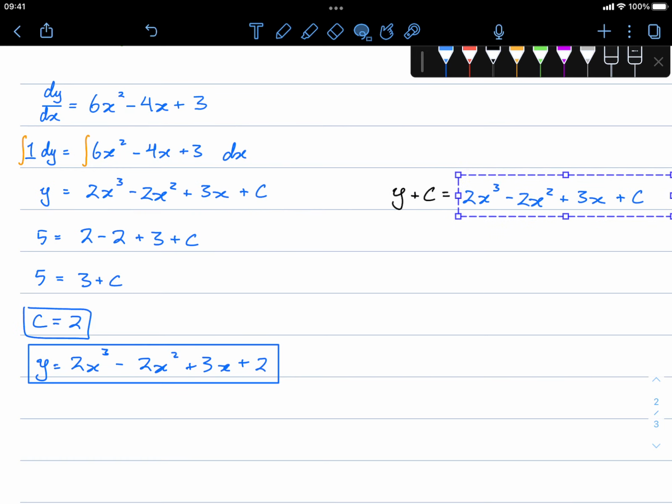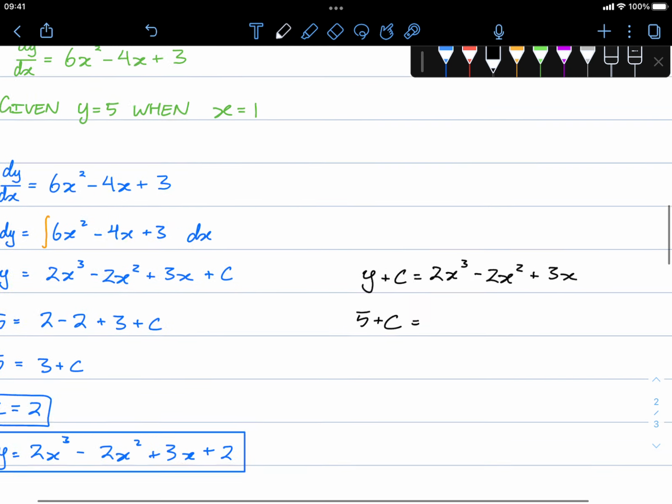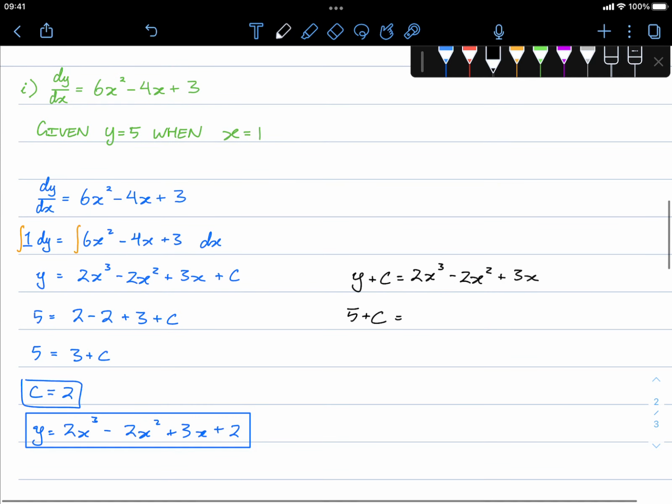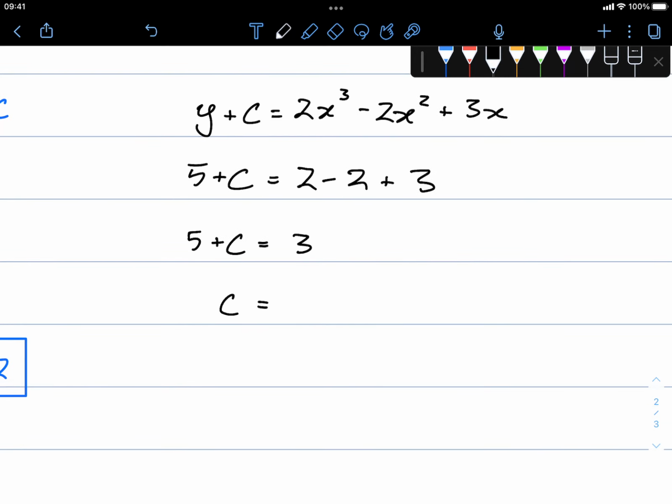I'm going to erase that plus c in a moment. Oops. So let's just say that we put the plus c on this side instead. Let's take a look at what happens when we substitute the same values. So we get 5 plus c equals, and substituting 1 again, so 2 minus 2 plus 3. Solving for this, we get 5 plus c equals 3, and we get c equals negative 2.